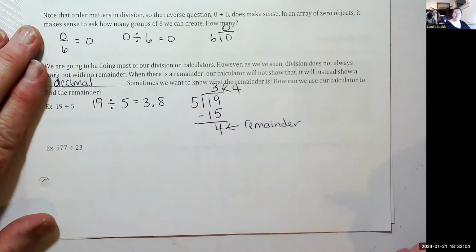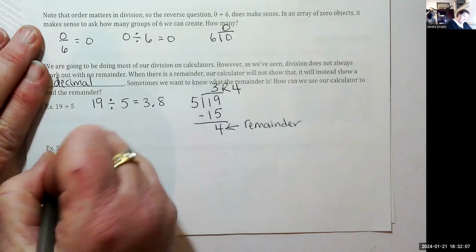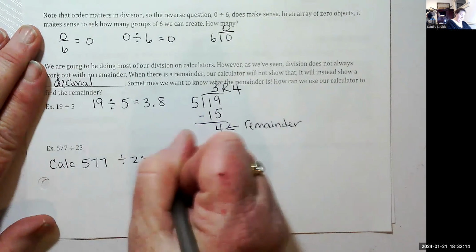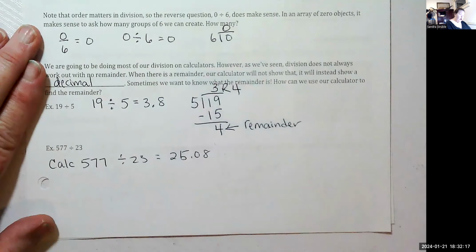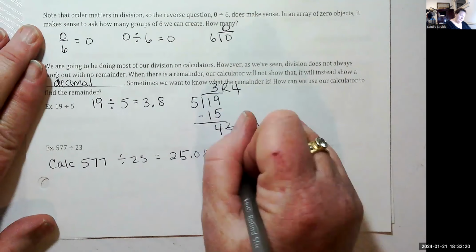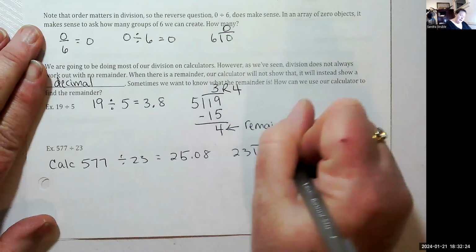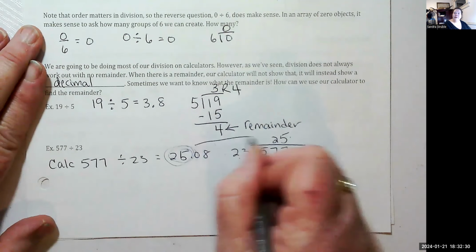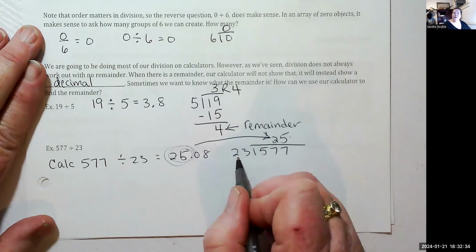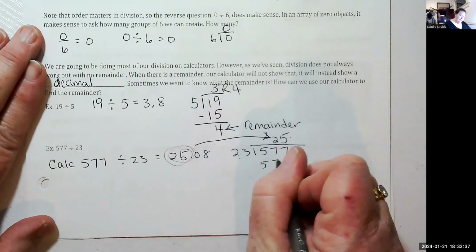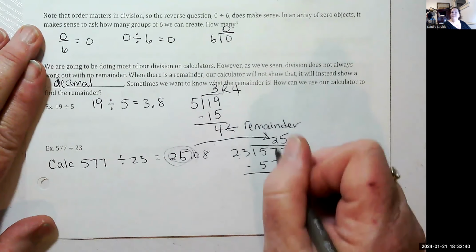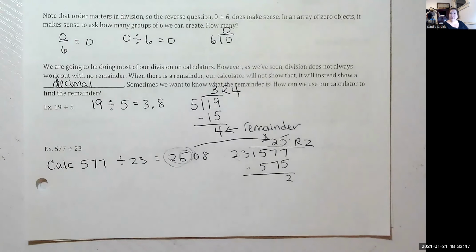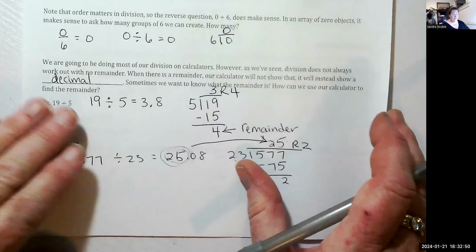All right, 577 divided by 23. On your calculator, you're going to take 577 and divide it by 23. That gives 25.08. All I need is the 25, because now I know I'm multiplying 23 times 25. When I multiply 25 and 23, I get 575. I just subtract that from the 577 and I get 2. So it's 25 remainder 2. And that's how we do division when it has a remainder and they want to know what the remainder is.